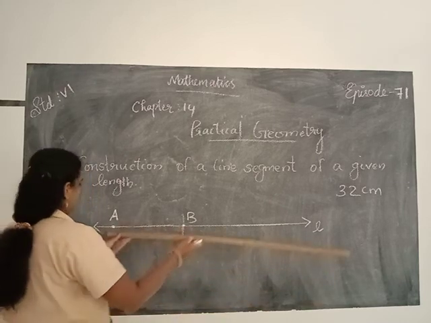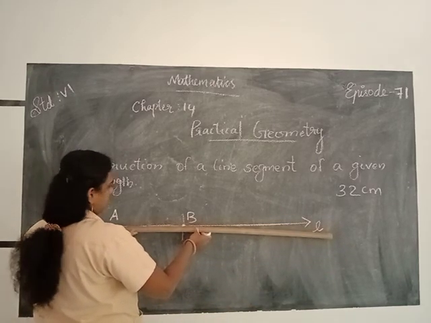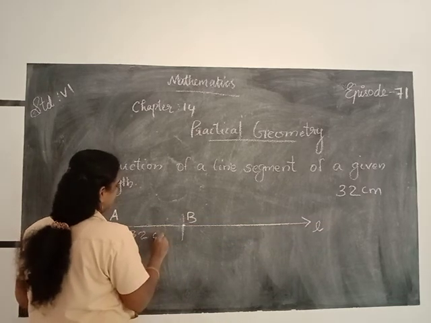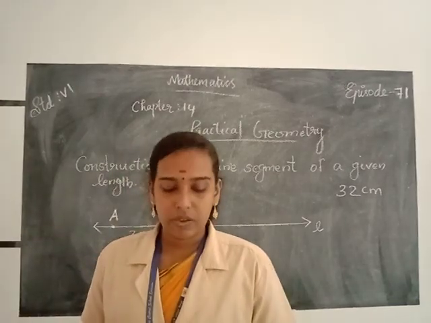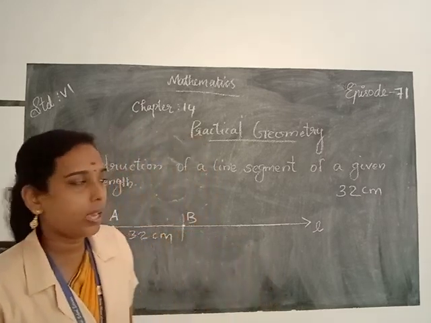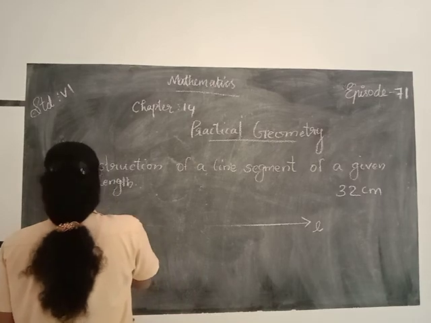If we measure the length of the line segment, then we get 3.2 centimeter. So in this way we can draw a line segment with the required length by using our compass and ruler. Okay. Then the next one.